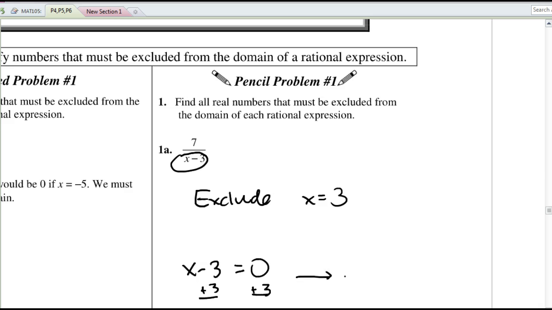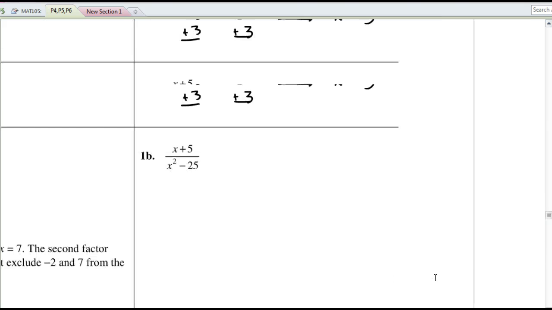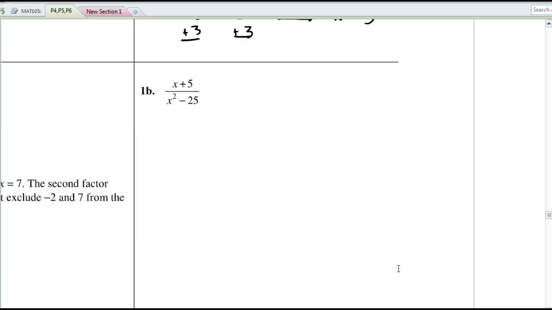And that is how we get x equals 3. All right, let's move on. Oh, my keyboard shortcuts aren't working out for me today, unfortunately. All right, so here's another one, another lovely expression.